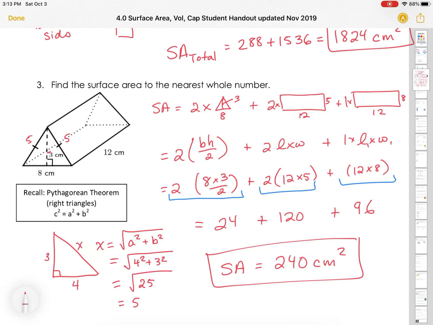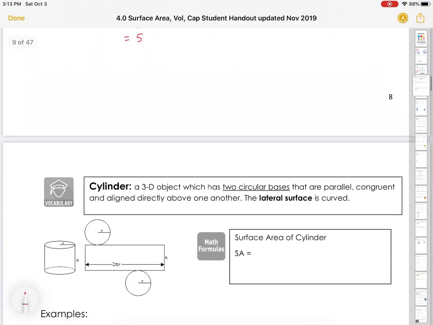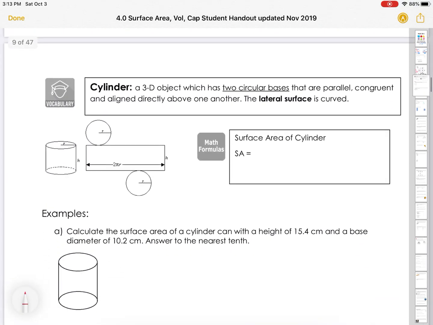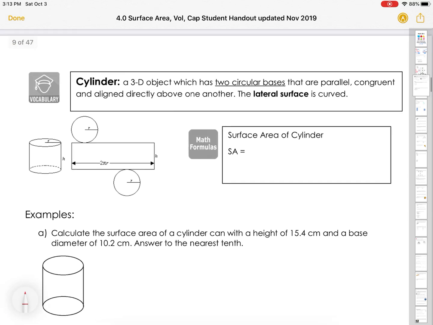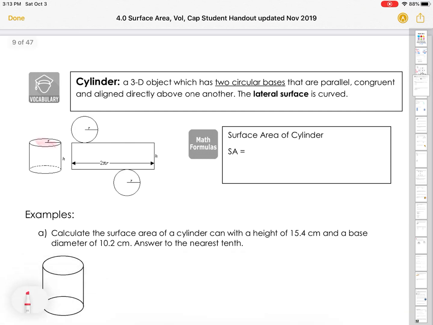Alrighty. Let's do some more examples. Oh, or will we? Yes, we're going to talk about cylinders. Because we're doing prisms and cylinders, and the difference with a cylinder is that it's a 3D object where the base and the top are circles.